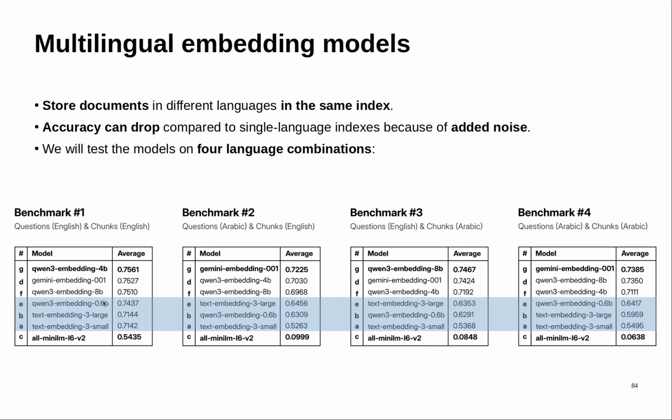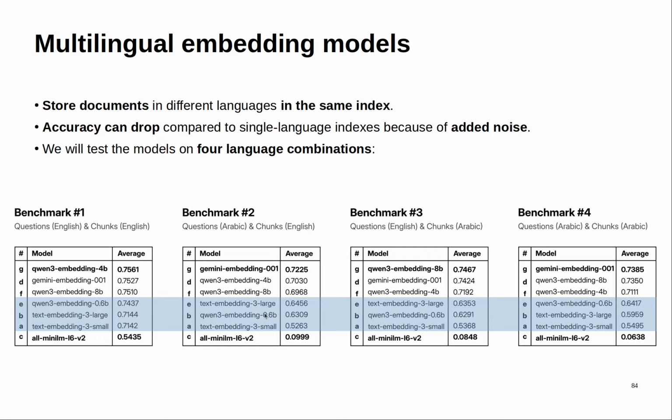We also see that the OpenAI models are average. They perform similarly to the smallest Qwen model. For example, here in the English case, they perform well because that's the main language, but when we ask questions in Arabic, we see that the performance drops by a lot. So here it was 71%, now it's 52%. It drops by 20%. That's a lot.